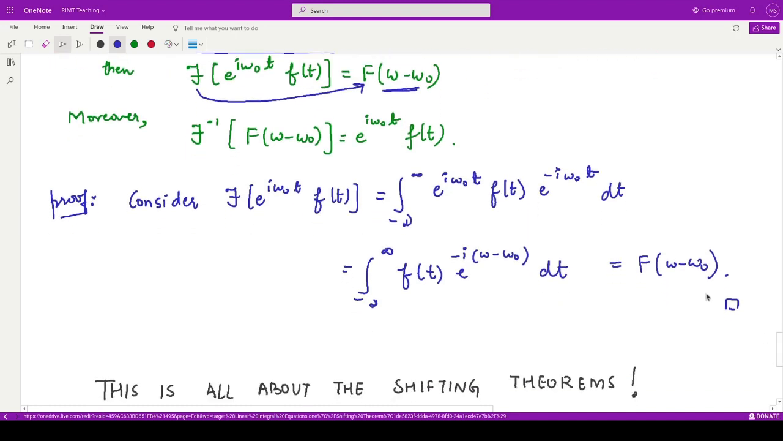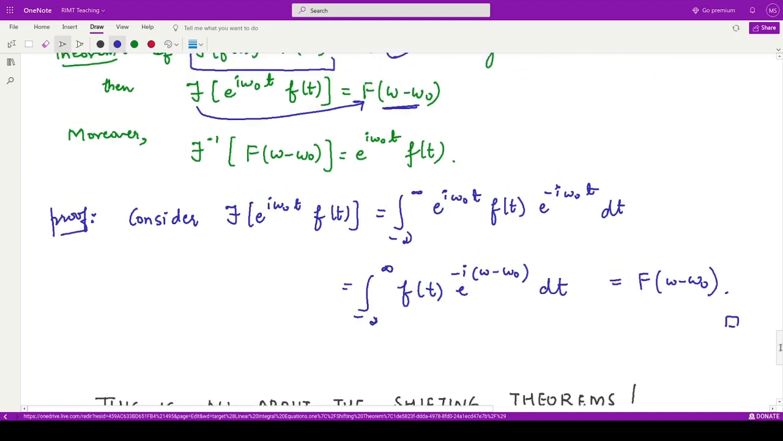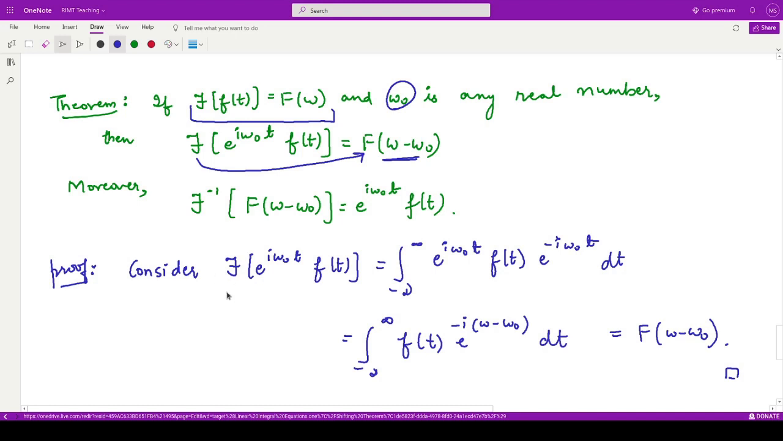The proof is really simple. For that, we are taking the Fourier transform of e to the power iota omega naught t f of t. So we can apply its definition. Our function is this one, and this is according to the definition. Now we can combine this term and this term together. The powers here would add up, so we would have e to the power minus iota common, and in the bracket we would have omega minus omega naught. It should be omega, right? So it becomes this, right?